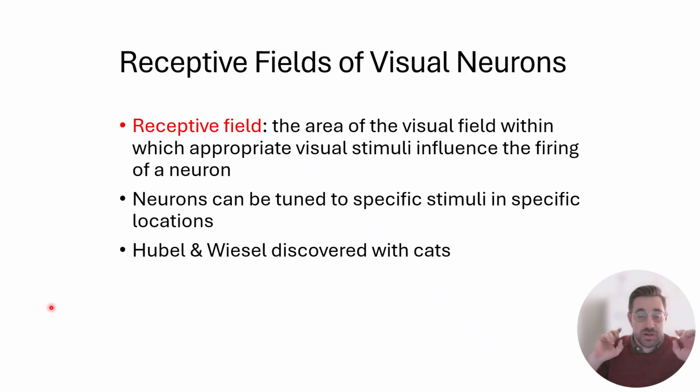We have neurons in our brain, in our occipital lobe and in our thalamus. There are different parts that are going to be tuned to specific stimuli in specific locations of the world. Okay, so I've got neurons that will only fire to light in a certain area of the world at a certain angle. This was actually discovered with cats by researchers named Hubel and Wiesel.